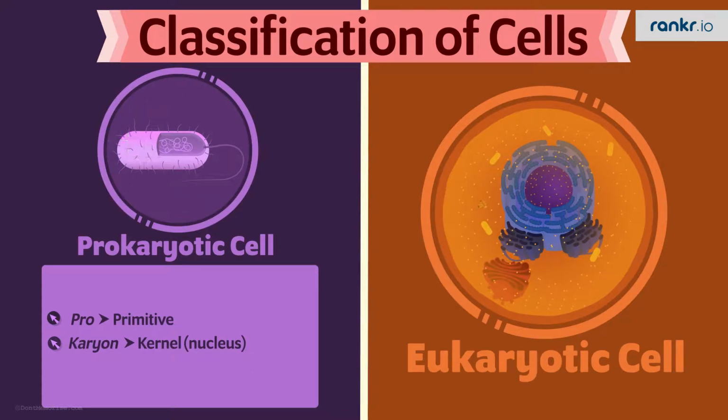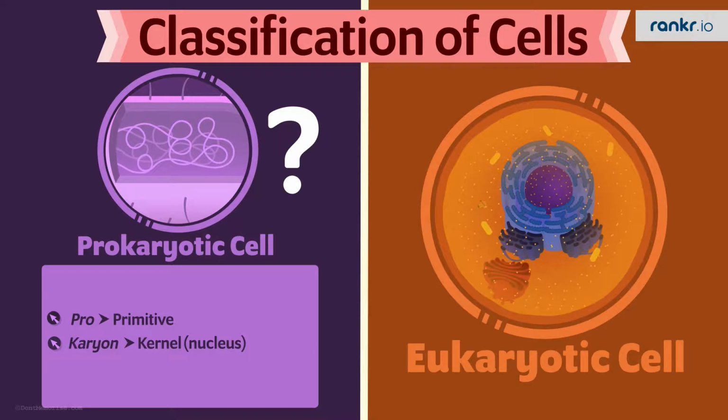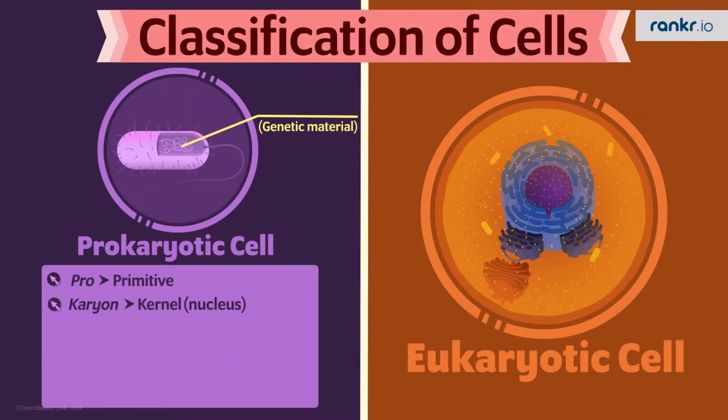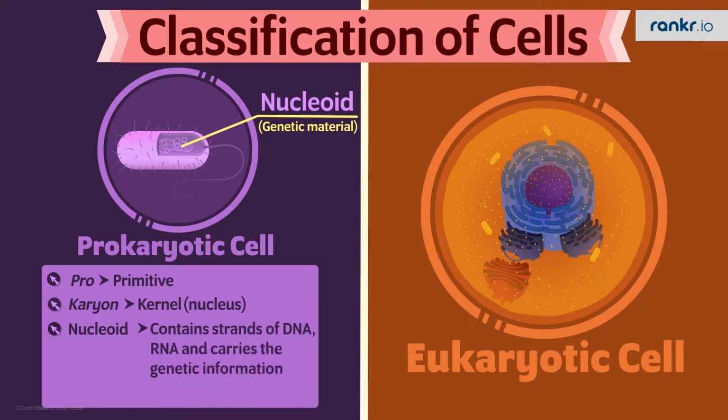Well, these cells do not actually have a proper well-defined nucleus. Can you see these thread-like structures scattered in the cytoplasm? This is nothing but the genetic material named nucleoid. The nucleoid is analogous to the nucleus in our cells. It has strands of DNA, RNA, and it contains the genetic information of the cell. The only difference is that the nucleoid does not have a compact shape and mainly lacks a proper membrane.